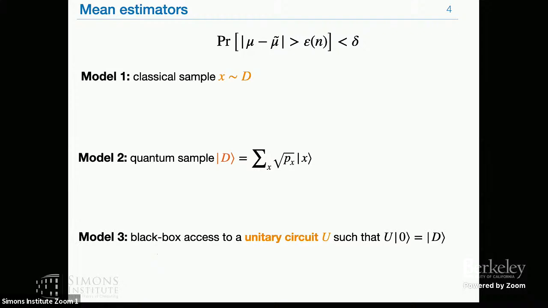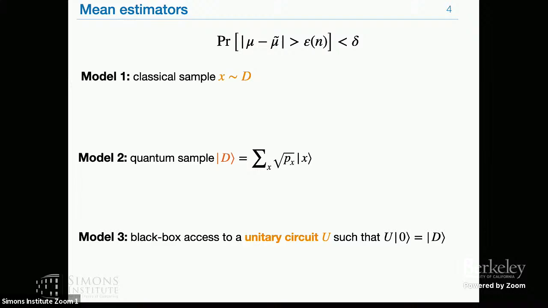Now let's see a few possible models to study this problem. I mean, how do we define an experiment? So the first model, which is the classical one, in this case, an experiment is just a way of obtaining one sample from the input distribution. Okay, so if you perform n experiments, it means you obtain n independent samples.